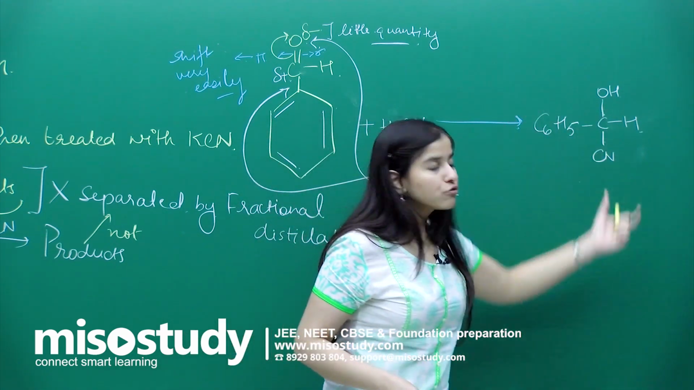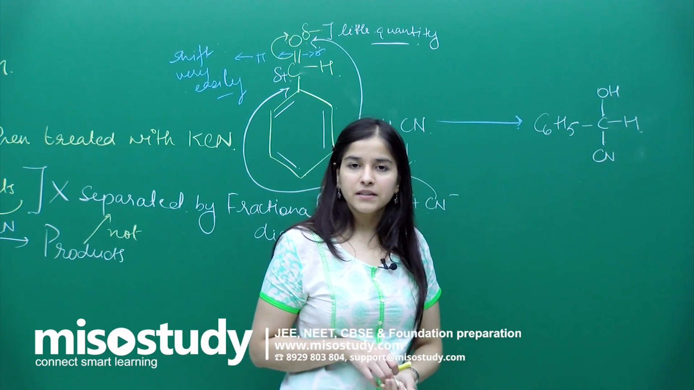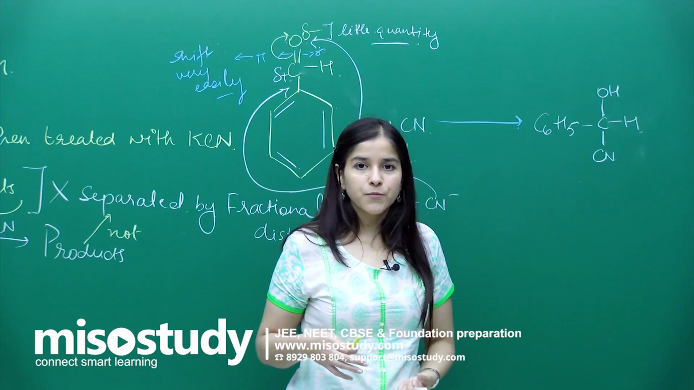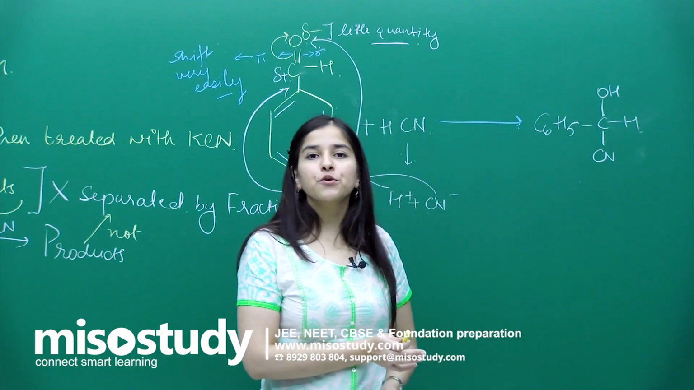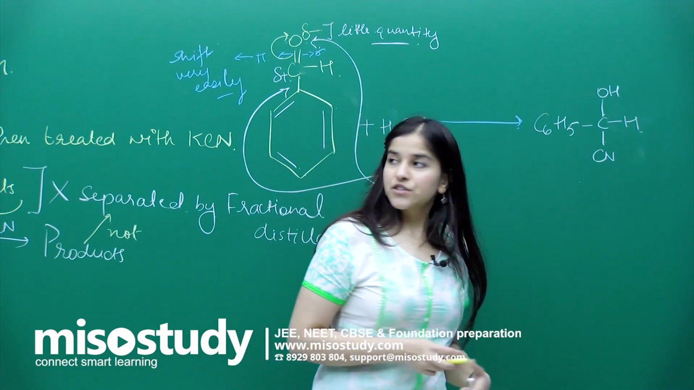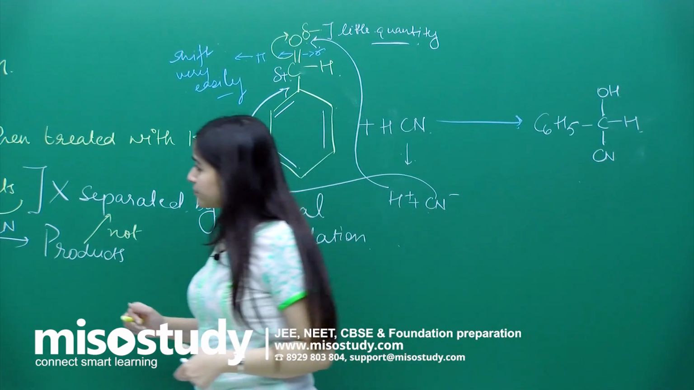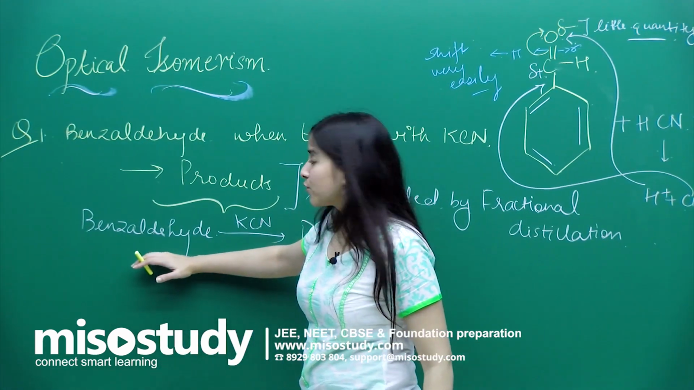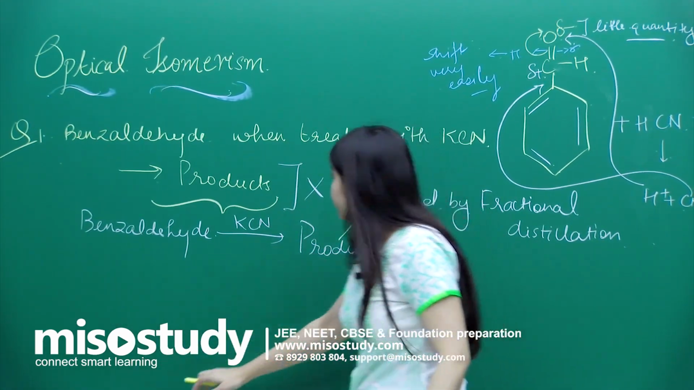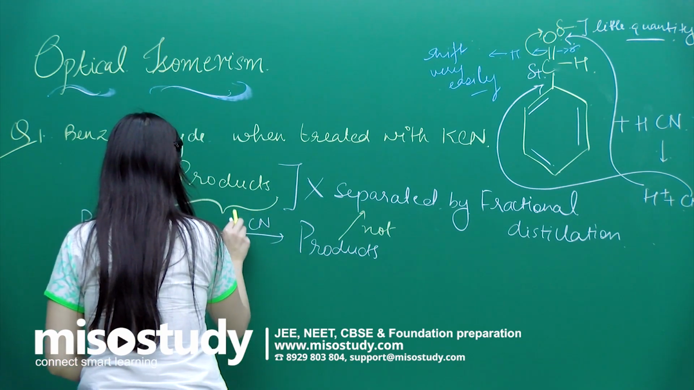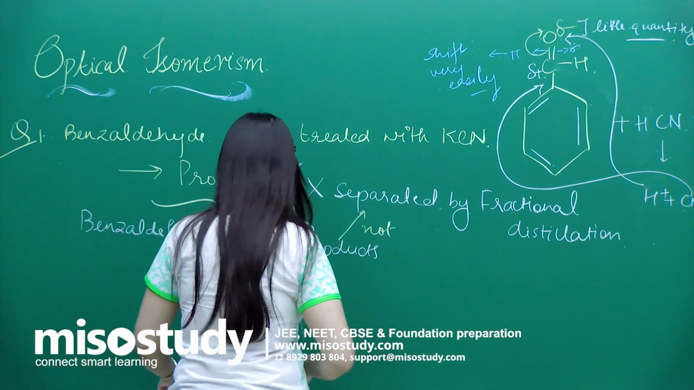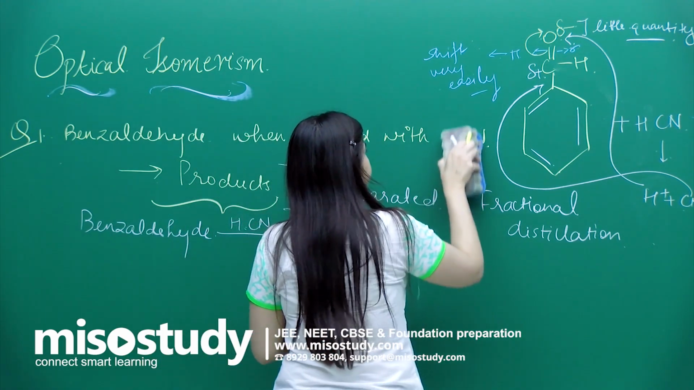I have got an OH group and one H. So can you see a chirality over here? This is the basis of our question. Why have I given you such a question? Because this is related to chirality. The question was that whenever benzaldehyde was made to react with KCN, let's say if I make it HCN, that would be simpler for you.